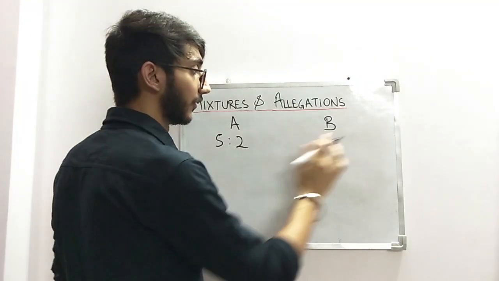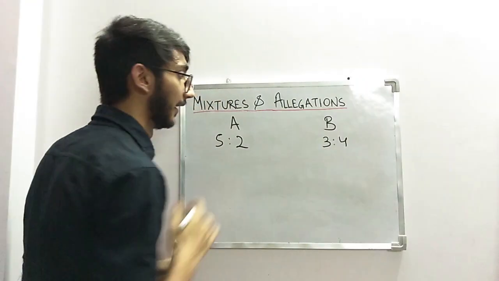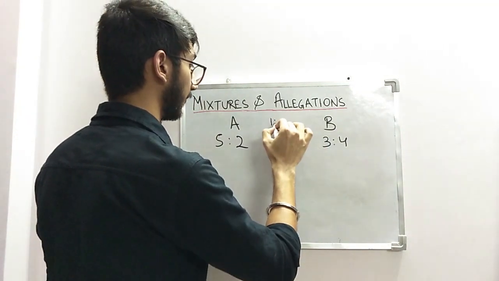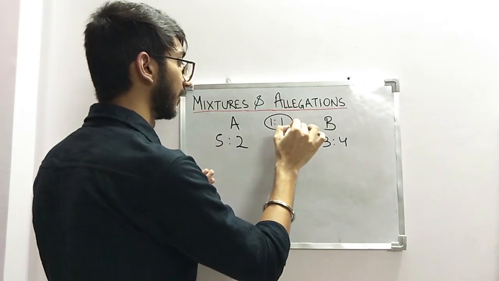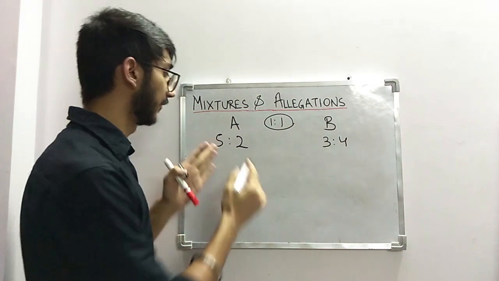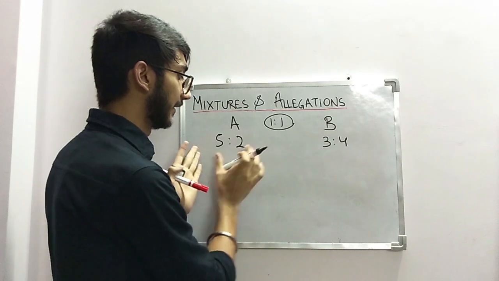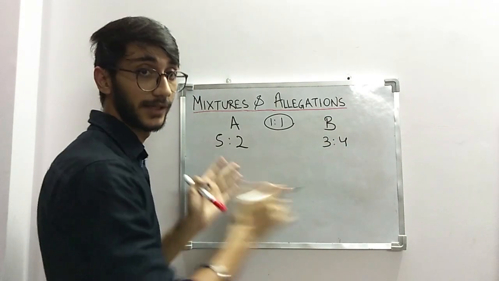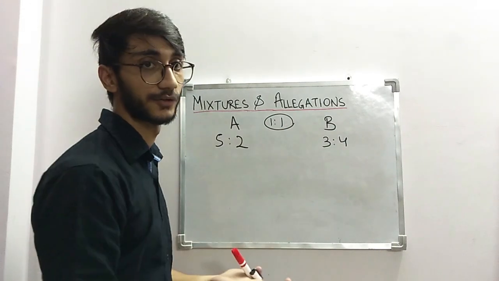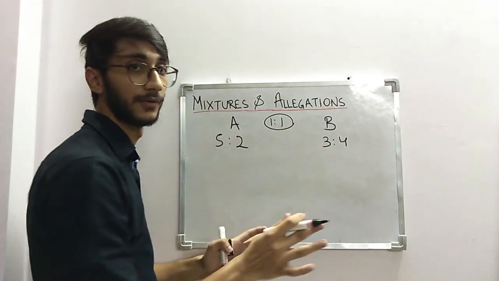A is 5:2, B is 3:4, and now I need a solution where I have the ratio of 1:1. That means I need equal quantities of both of these. So we just assume that 5 plus 2 is equal to 7 and 3 plus 4 is also equal to 7. In case the sum was different, I'll have to take the LCM. But here it is 7 and this is also 7. So 7 and 7, the LCM will also be 7. So I'll assume that the total quantity of these solutions is 7 only.